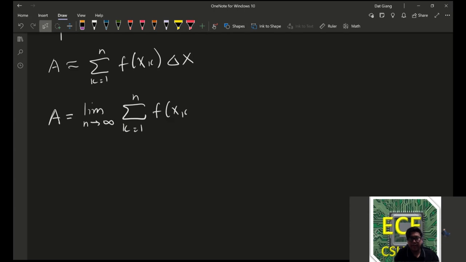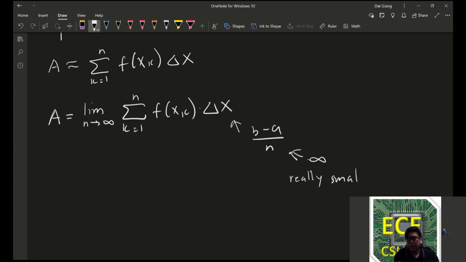Essentially, this states that we have an infinite number of very, very tiny rectangles, because recall that the formula for delta x is b minus a over n. So if n approaches infinity, it means we have really small rectangles. And the more rectangles we have, the more exact our area is going to be.